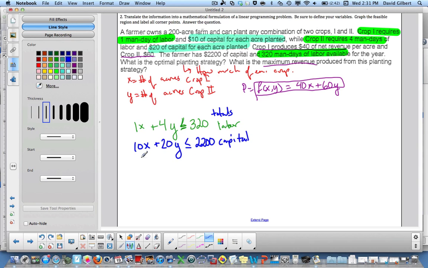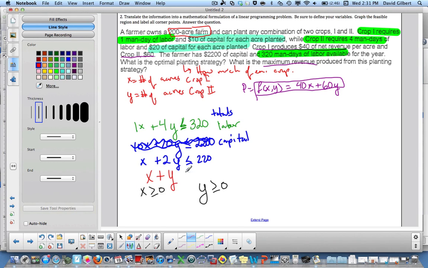We can simplify this. I'm going to do that right now actually. I can divide this whole thing by 10. So that's going to give me x plus 2y is less than or equal to 22. You can do it now or you can do it later when you're solving your system of equations. Either way. You also want x is greater than or equal to 0, y is greater than or equal to 0, and our last constraint would be that he owns a 200-acre farm. So number of acres of crop 1 plus number of acres of crop 2 has to add up to less than or equal to 200 acres, right? You can't plant 220 acres if you only own a 200-acre farm.